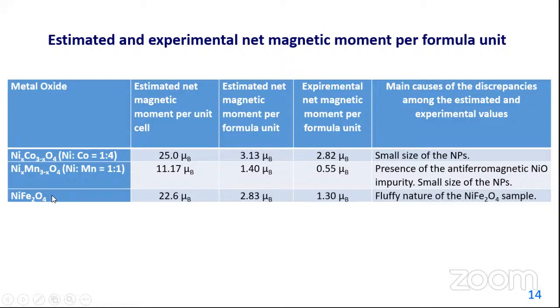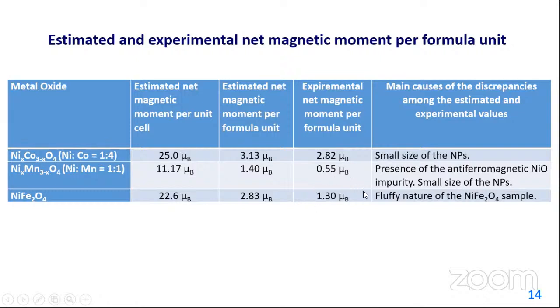So this material we prepared by the solution combustion process, and as you know, the solution combustion process prepares floppy materials, as I showed in the images of the sample. This floppy material has extremely disordered spin, obviously. So that might be the reason.